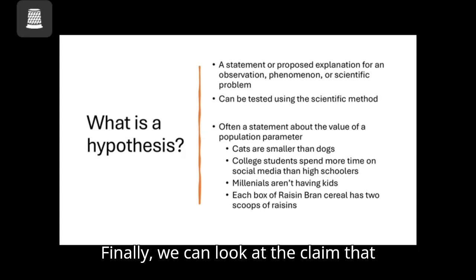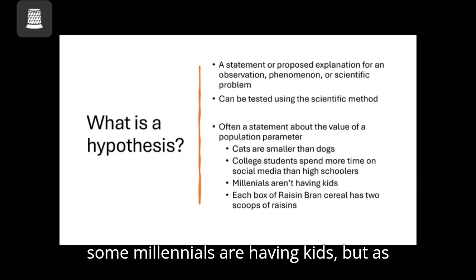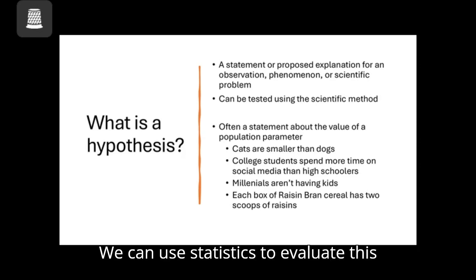Finally, we can look at the claim that millennials aren't having kids. Obviously, this isn't true in a very literal sense. You can see this by the existence of Gen Alpha kids, who are mostly the children of millennials. So some millennials are having kids, but as a whole, do millennials have kids or not? We can use statistics to evaluate this claim.